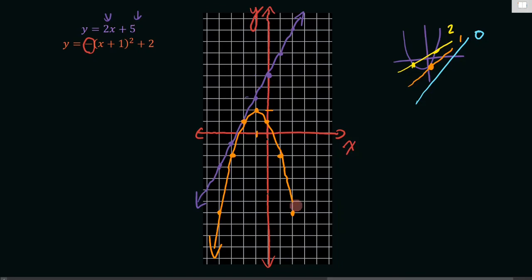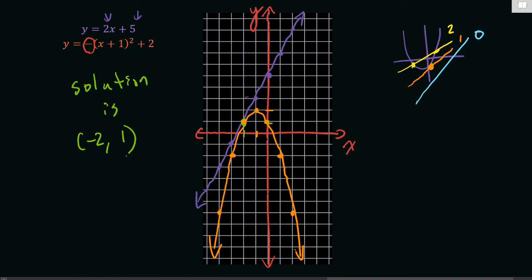And as you can see, this linear quadratic system has one solution. And the solution is negative 2 on the x, and then 1 on the y.